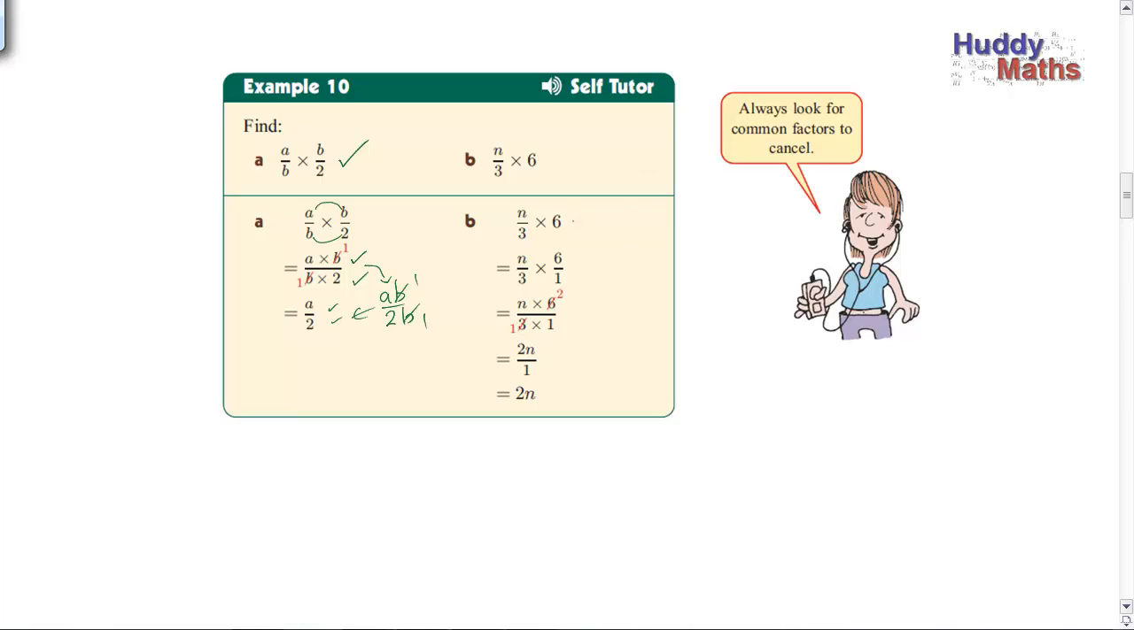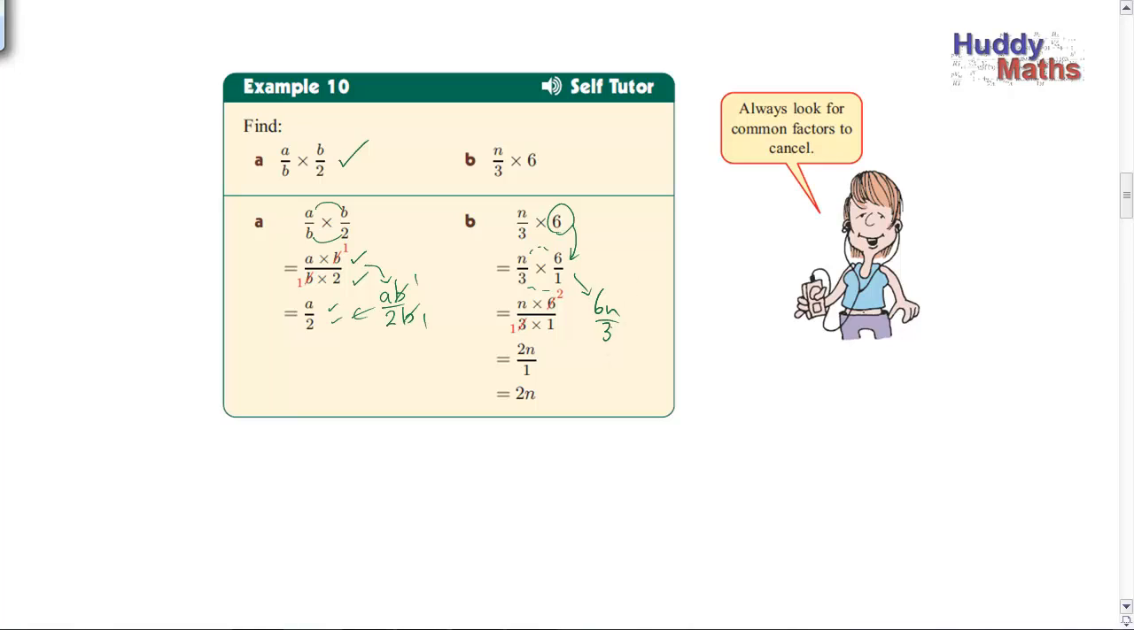Oh, n over 3 times 6. Oh, 6 is a problem. Do you remember that from the last presentation? When you've got an integer or a whole number and a fraction, we change the integer to a fraction, 6 over 1. Do you remember that? Okay, 6 over 1. So now it's n times 6, and I really would prefer you to put 6n there at that stage. And in the bottom, 3 times 1 is 3.